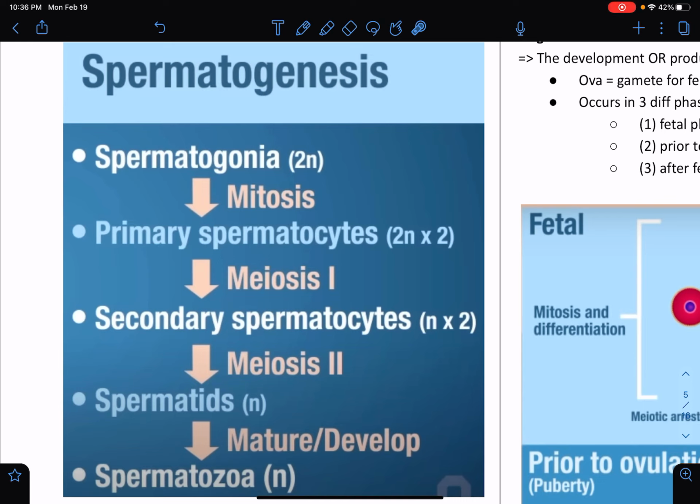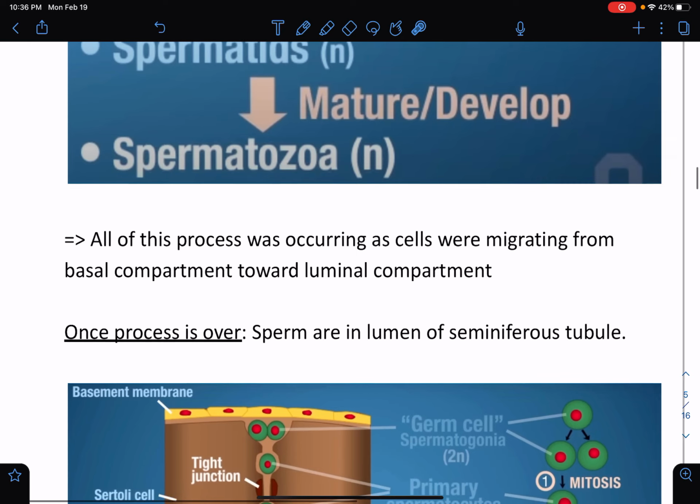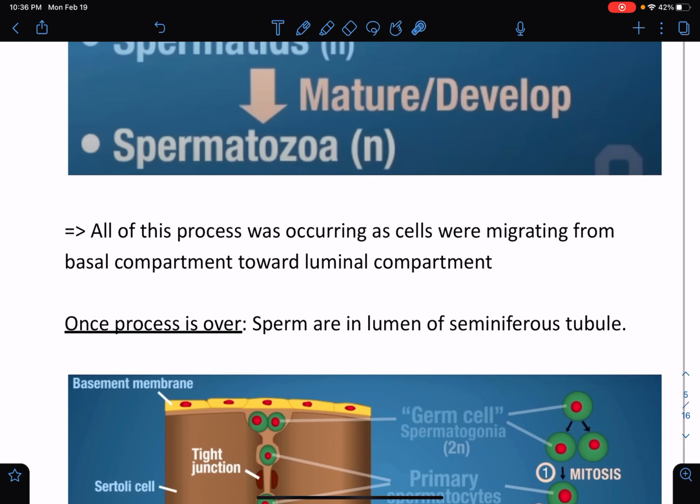So spermatogonia, which is diploid, in other words 2N, undergoes mitosis to form primary spermatocytes, and then it undergoes meiosis 1 in order to form secondary spermatocytes. And through meiosis 2, it turns into spermatids, which eventually mature and develop to become spermatozoa. So spermatozoa is the final form. All of this process was happening as the cells were migrating from the basal compartment toward the luminal compartment.